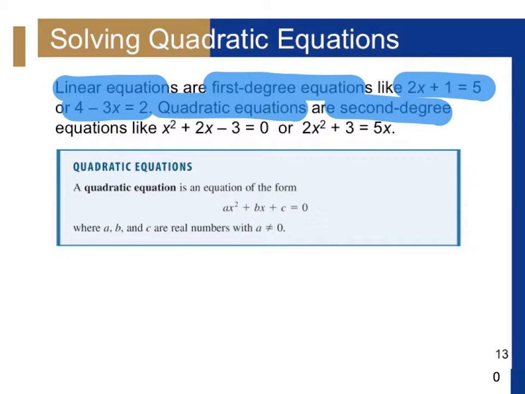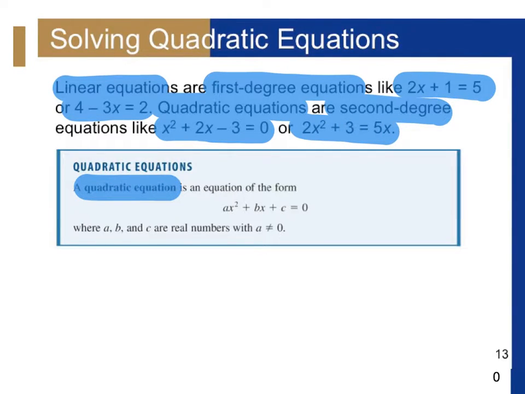So we're going to have an x squared in it, like x squared plus 2x minus 3 equals 0, or 2x squared plus 3 equals 5x. Okay, so a quadratic equation is an equation of the form ax squared plus bx plus c equals 0, where a, b, and c are real numbers, and a is not equal to 0. Now that's important because we want to make sure that we have that x squared term. What makes it a quadratic equation is that x squared term. These are optional. You don't have to have the bx or the c, but you definitely have to have the x squared to have a quadratic equation.